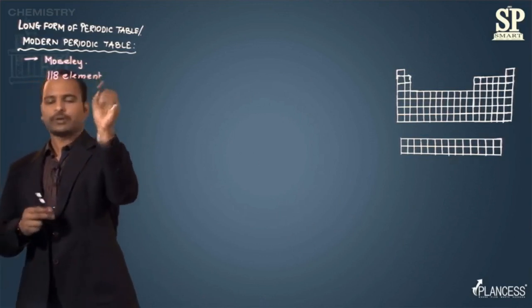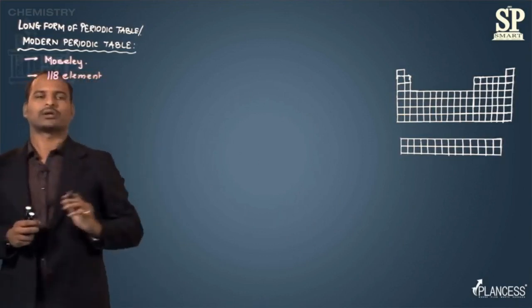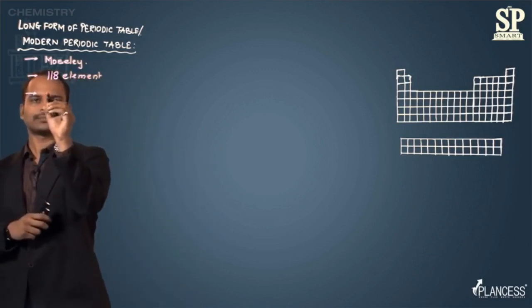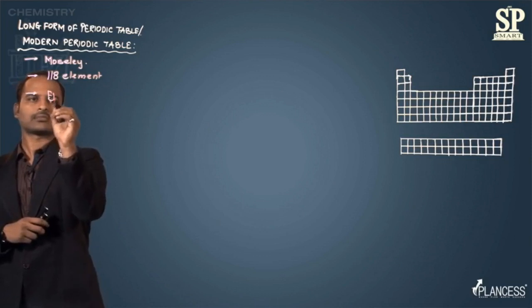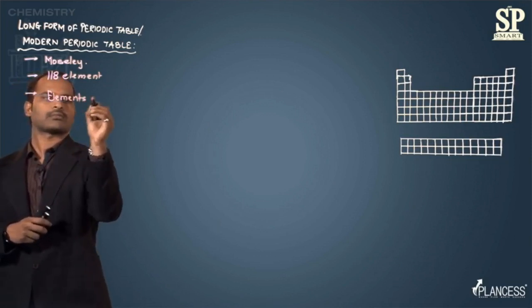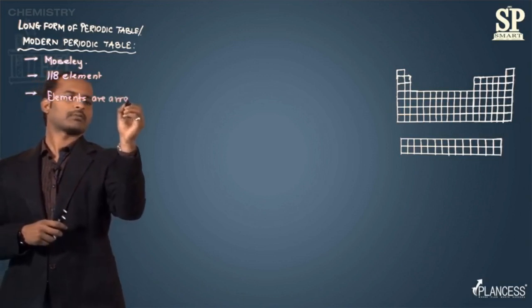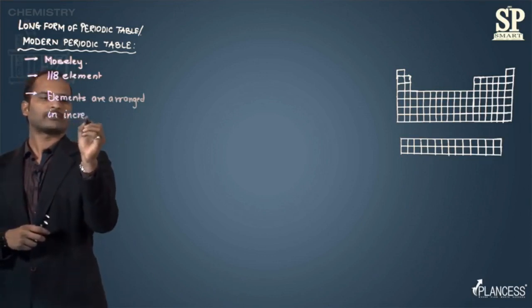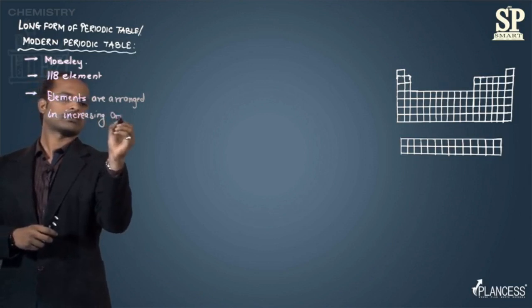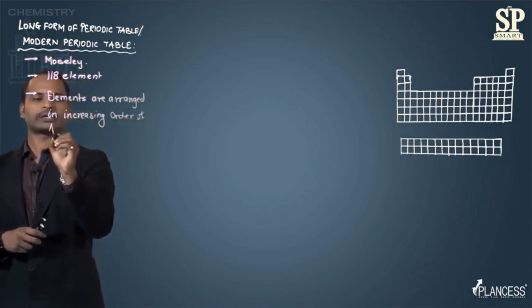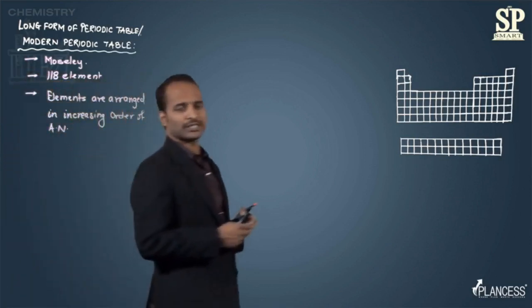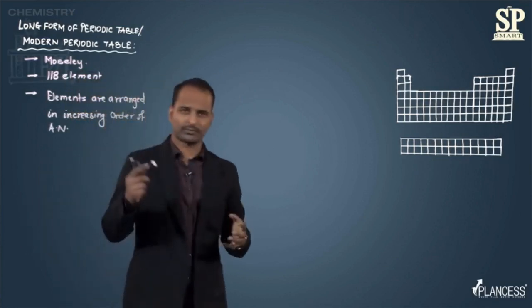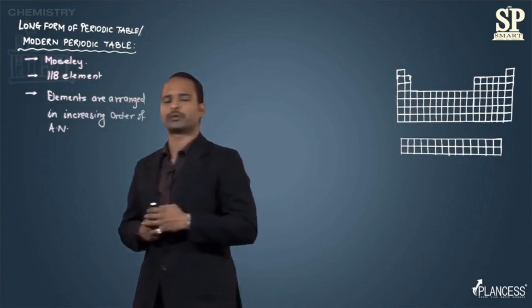In the case of this modern periodic table, all the elements are arranged in increasing order of their atomic number. So whatever elements we have, they are all arranged in increasing order of atomic number, and hence we have a modern periodic law, the law for this modern periodic table.